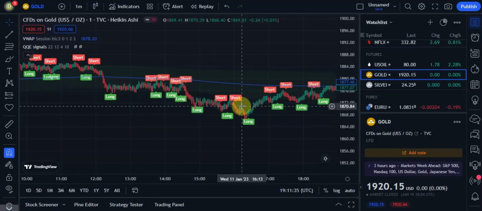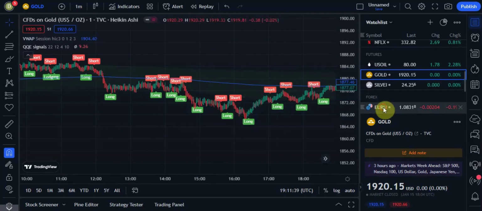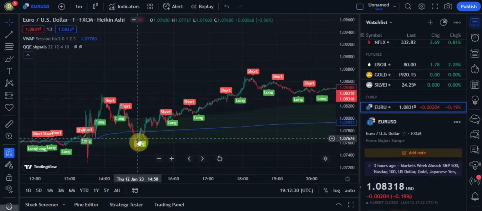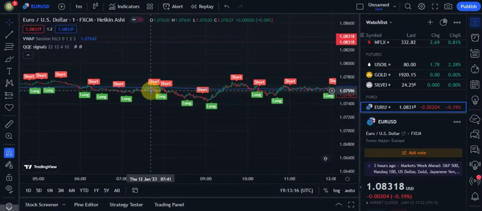And we could also use this method for other charts. Let's take a look at the Euro USD chart in the same 1 minute time frame. So if you take a look right here, you can see our market is above the VWAP line, and we have a buy signal right here. So we can see this is a very accurate signal. And also if you look here, the market is below the VWAP line, and we have a sell signal right here. Okay, so this is a very good indicator, guys.